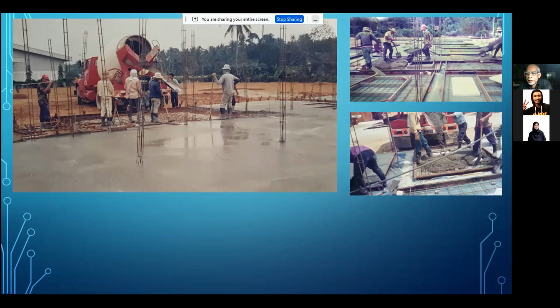You see the reinforcement are all intact. My only so-called formwork is just 4 inches or 100 mm surrounding the wall.